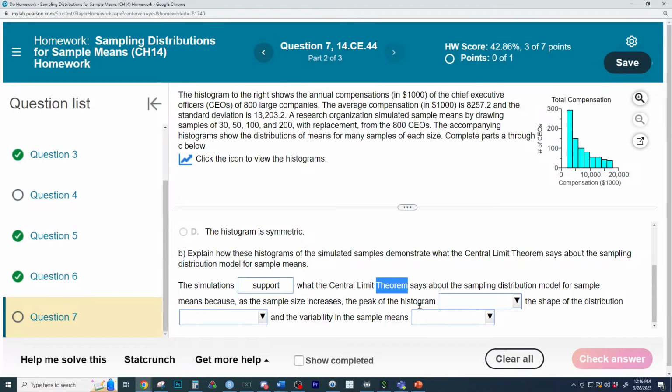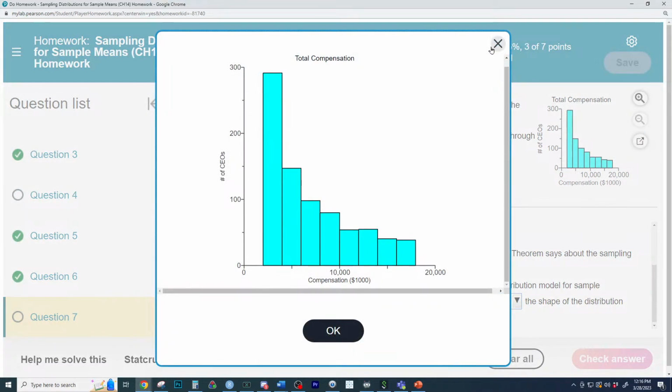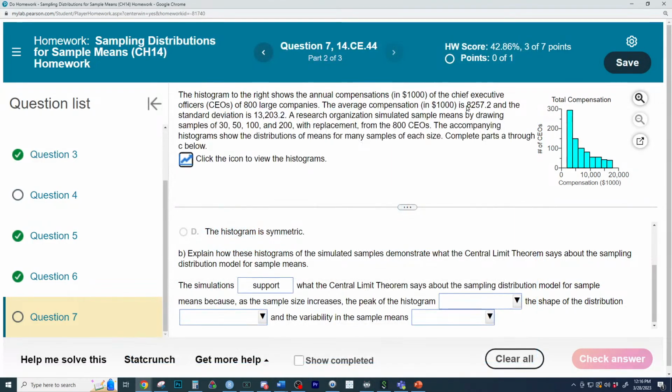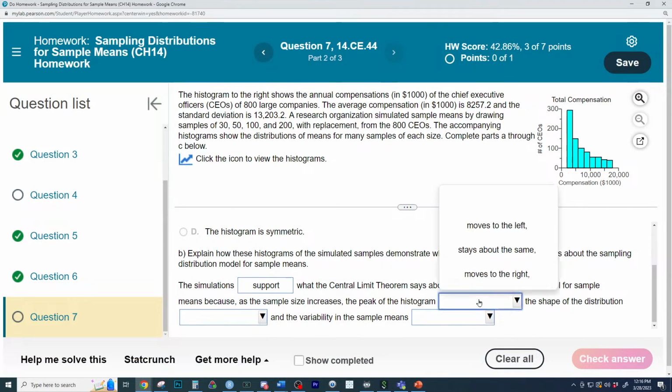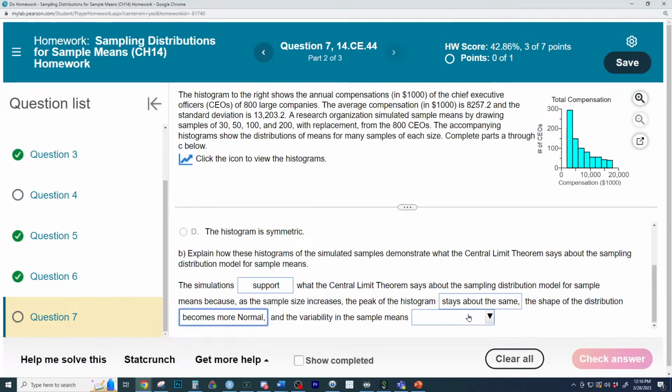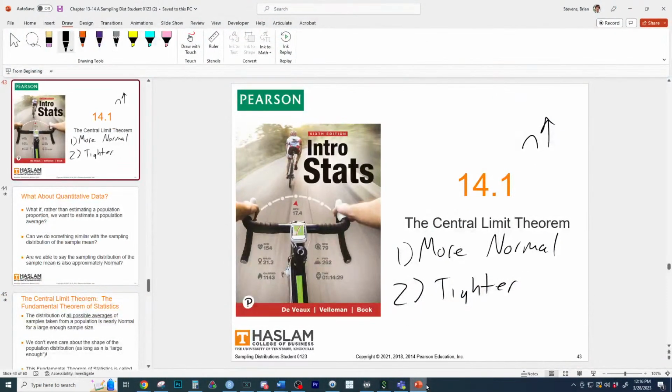As the sample size increases, the peak of the histogram is where the mean is. So the mean is going to stay at the mean. It's going to stay right there at the 8,000 or so. Right there, there's the 8,000. It stays about the same. The shape of the distribution becomes more normal, and the variability of the means gets smaller. And that is literally the central limit theorem. As n increases, it becomes more normal and tighter.